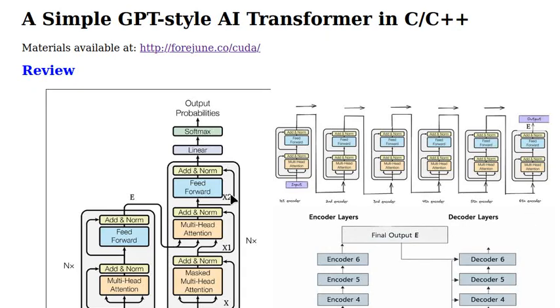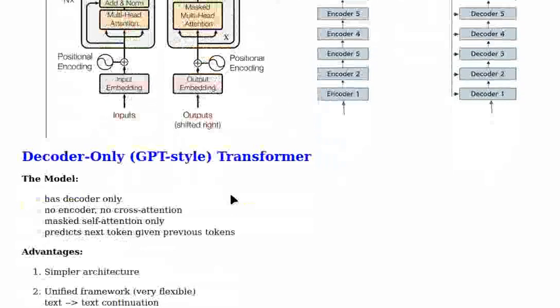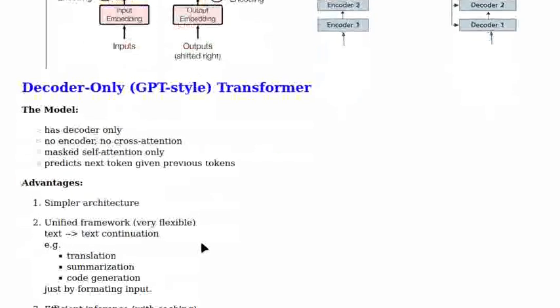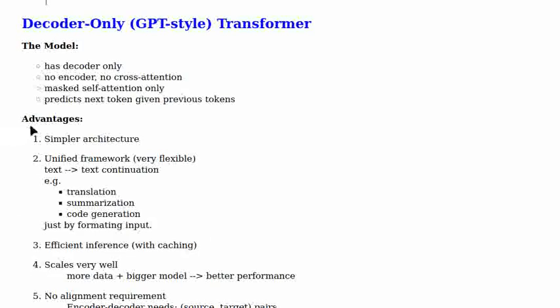A GPT-style transformer is a decoder-only transformer, meaning it consists of solely decoder layers. It has no encoder and no cross-attention, only masked self-attention. Its core task is to predict the next token given the previous tokens. A decoder-only transformer has the following advantages. 1. It has a simpler architecture as it does not need an encoder and cross-attention, so it has fewer components and thus easier to implement.